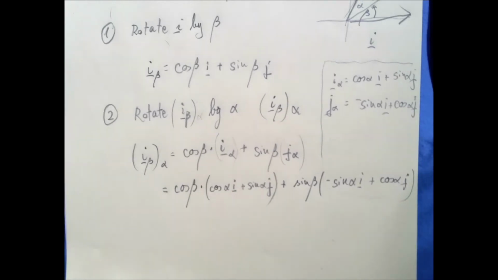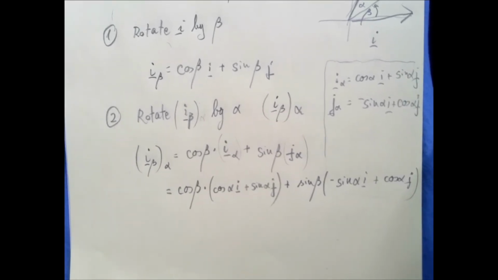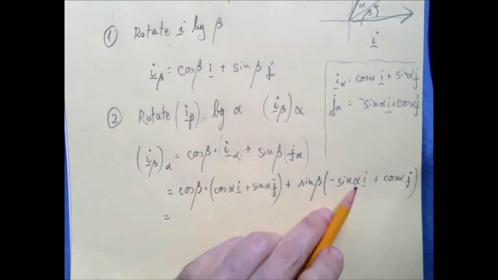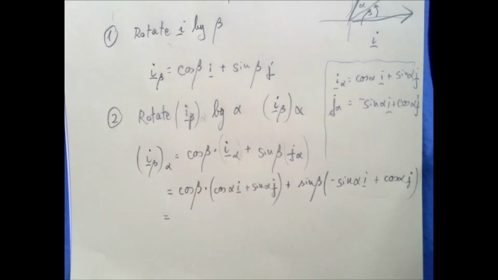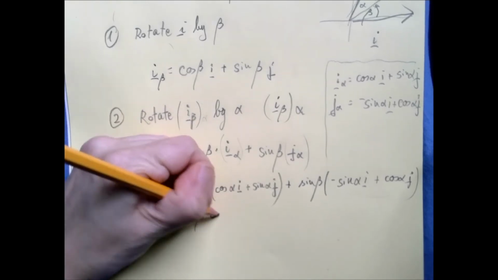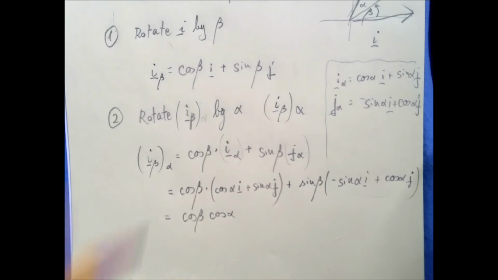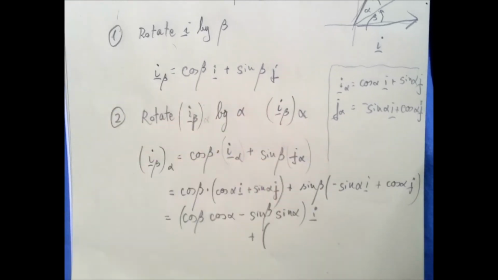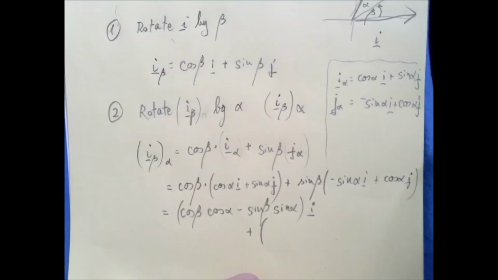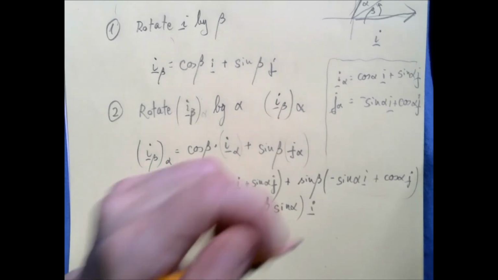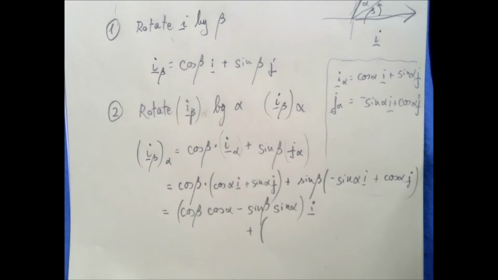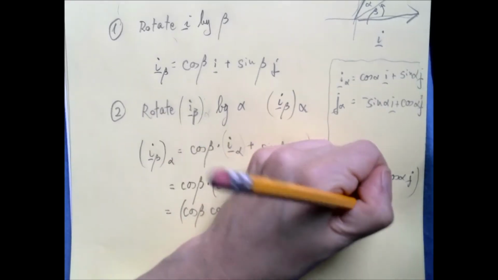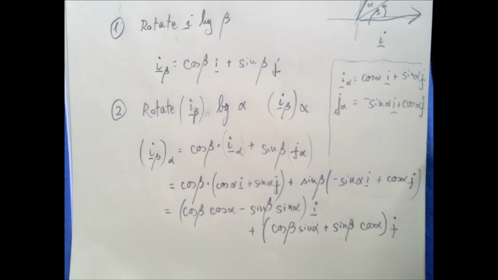We just have to distribute products and combine like terms to see how many I and how many j we have. So let's see how many I. There is an I part here and there is an I part here. I will have the following coefficients: cosine beta times cosine alpha, and from the second piece we're going to have minus sine beta sine alpha. That's how many I. And now for the vertical component, we have cosine beta sine alpha from the first term, and from the second piece we have sine beta times cosine alpha, and that's how many j we have.